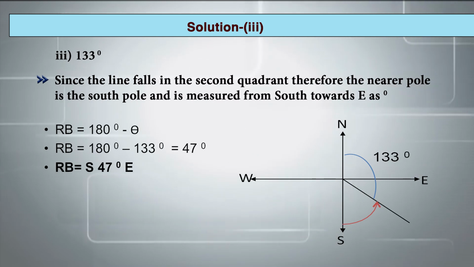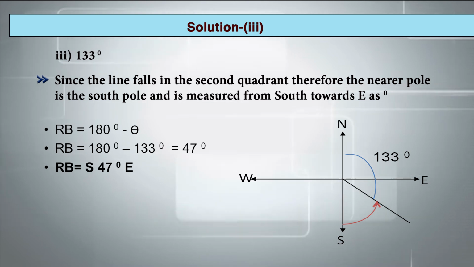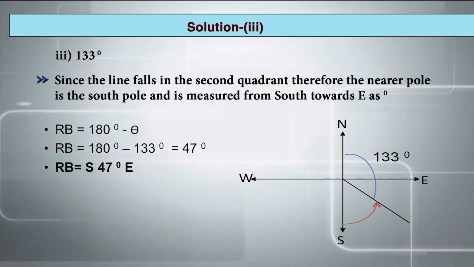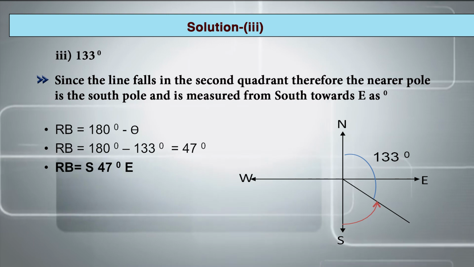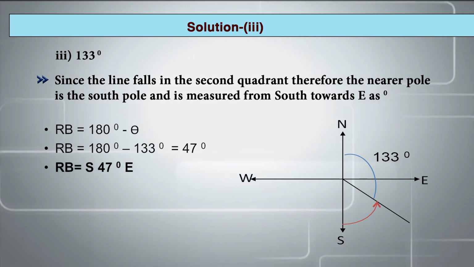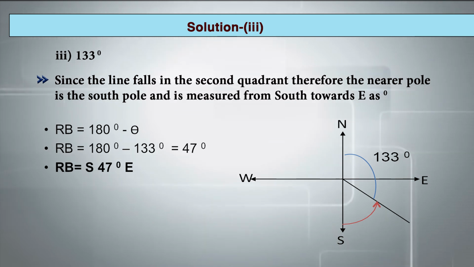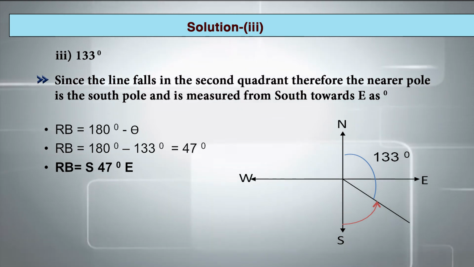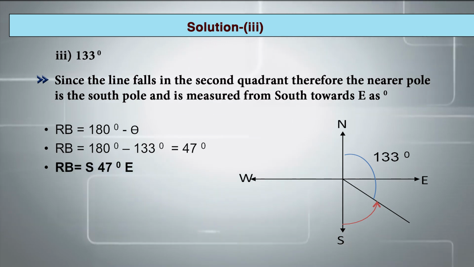Next question is 133 degree. As you know, this angle lies in second quadrant. Since the line falls in the second quadrant, the nearer pole is the south pole and is measured from south towards east, as reduced bearing will be equal to 180 degree minus theta. So, reduced bearing will be 180 degree minus 133 degree, which will be equal to 47 degree. So, the answer, that is reduced bearing, will be south 47 degree east.